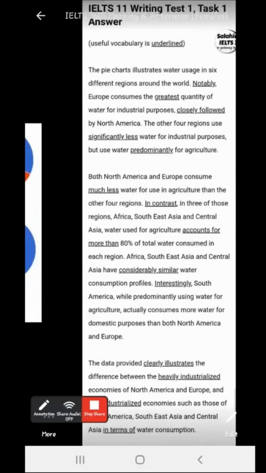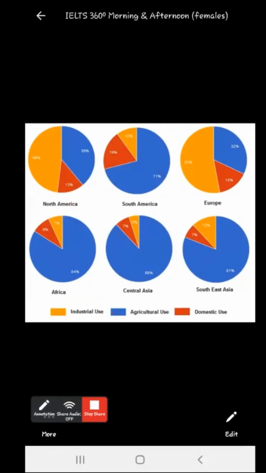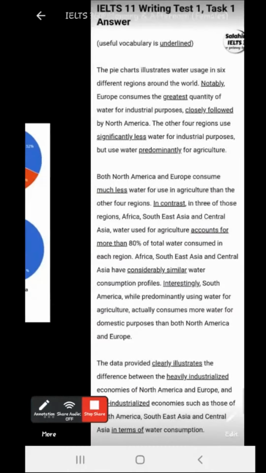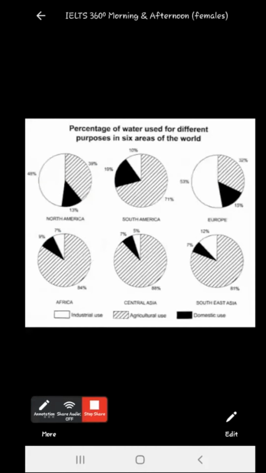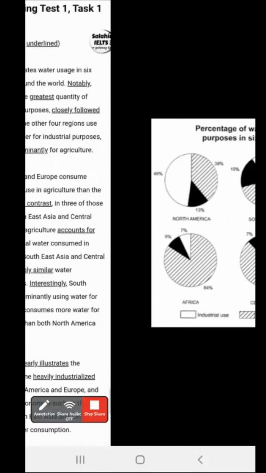Significantly less. How do you know? You can see this industrial usage is in orange color. So you can see this. Significantly less. This one is dominating, and this one is 48%. As you study the graph or the pie chart, it's all the same. You can see 53% here and 48%. But this one is in black and white, and this one is colorful.